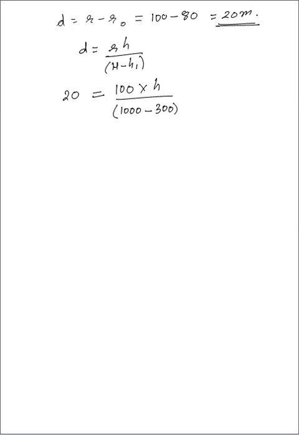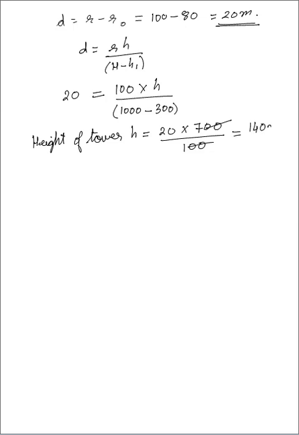So small h, that is the height of the tower, will be 20 multiplied by 1000 minus 300, that is 700, divided by 100. So this will cancel. 7 2s are 14. So it is 140 meter. Okay, this is our answer. Thank you very much.